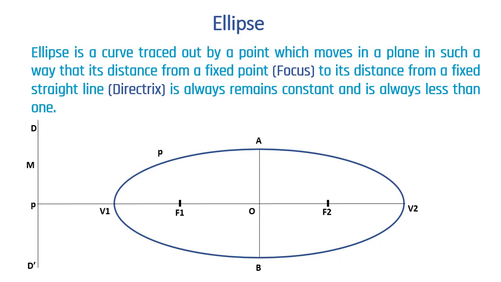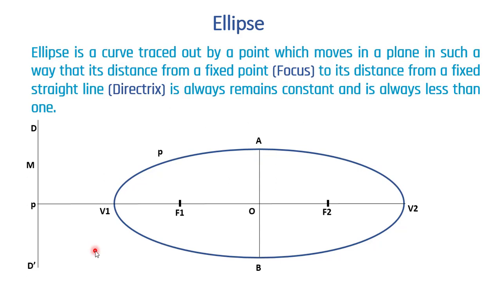Ellipse is a curve traced out by a point which moves in a plane in such a way that its distance from a fixed point, that is focus, to its distance from a fixed straight line, that is directrix, always remains constant and is always less than 1. So this definition is telling you about the definition of an eccentricity also.